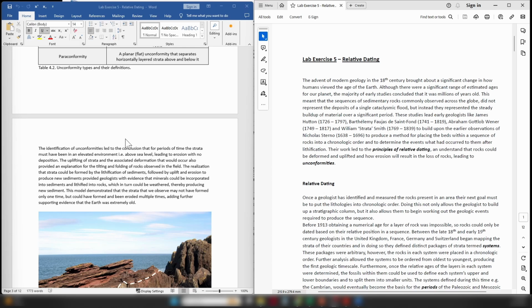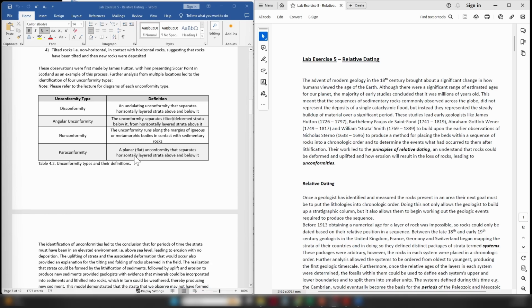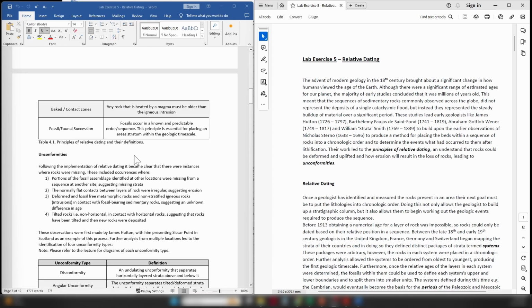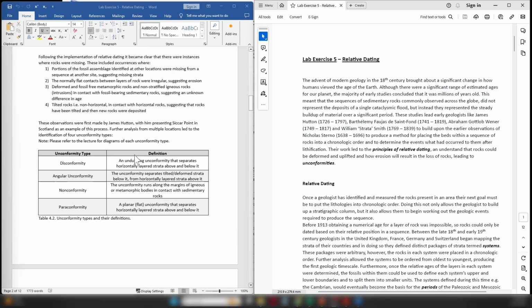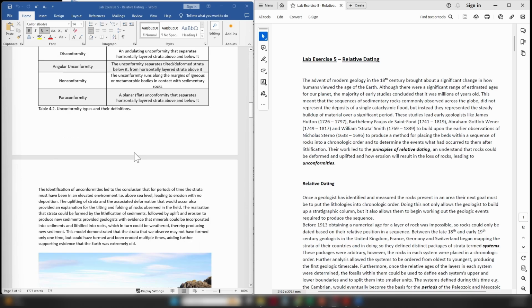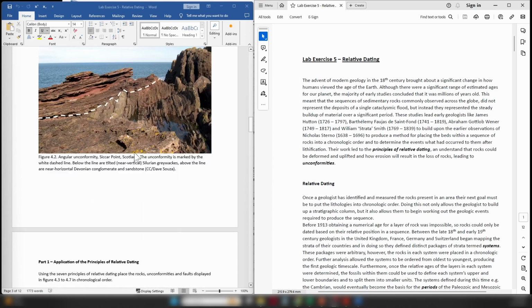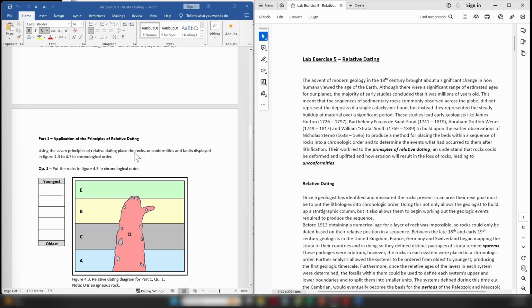Okay, now once again, I've obviously just given you a very quick verbal rundown of each of the principles and the different types of unconformity. Please, if you want to see images of what I am describing, go and look at the relative dating lecture. All right, it has images and it has much more in-depth explanations about these topics. So before going on to part 1, please take the time to look over that lecture.